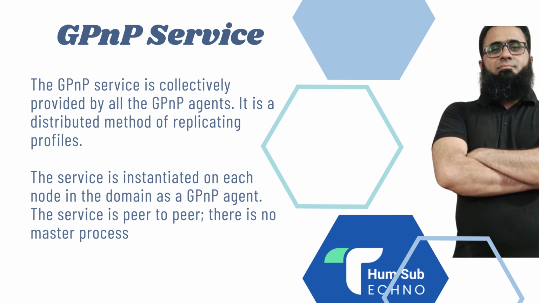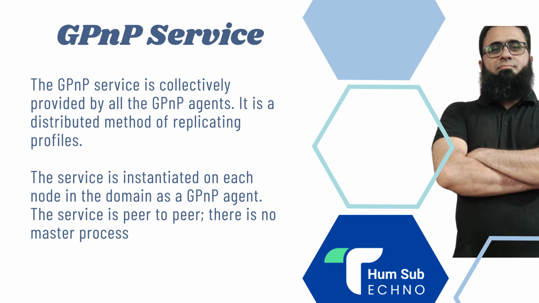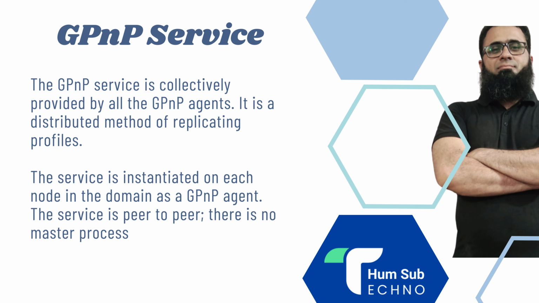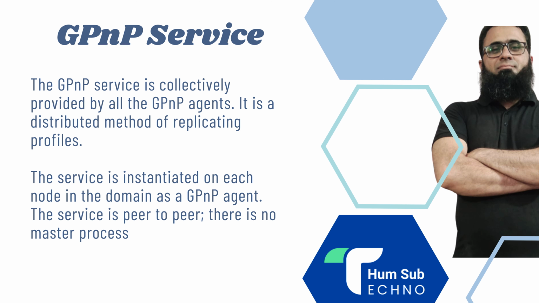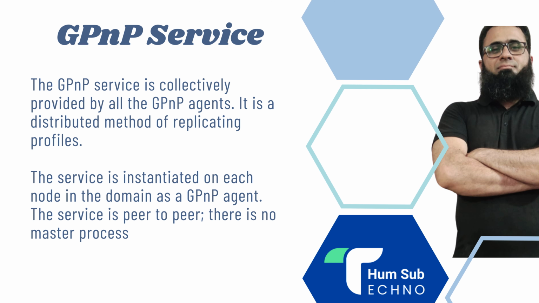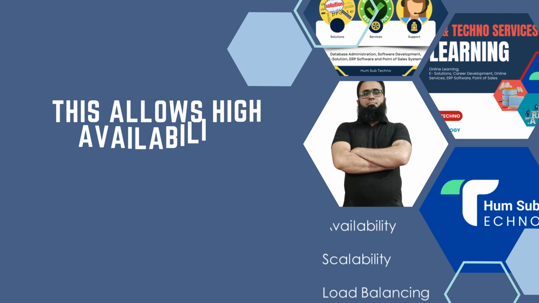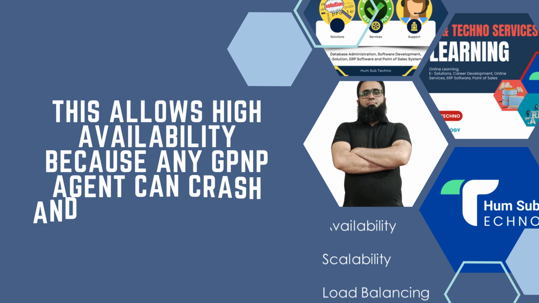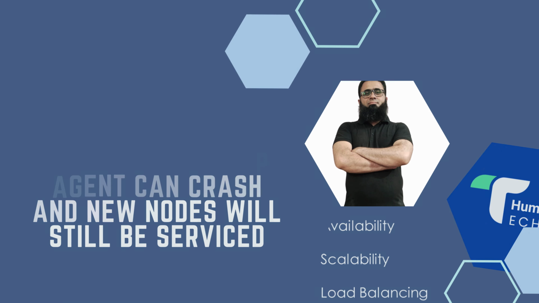The GPnP service is a distributed system where all GPnP agents work together to replicate and share configuration profiles across the network. Each node in the network runs its own GPnP agent, and these agents communicate with each other in a peer-to-peer manner, meaning there is no central or master agent controlling the process. This design ensures high availability because even if one GPnP agent fails, the other agents continue to function, allowing new nodes to join and access the necessary profile.